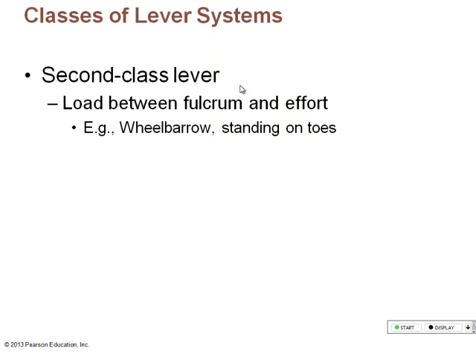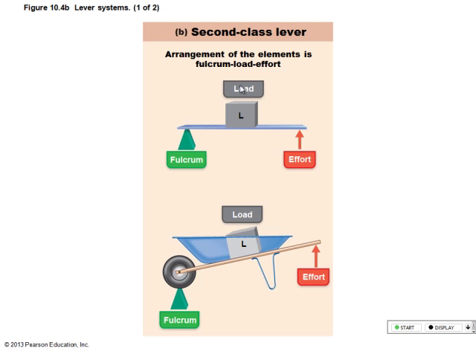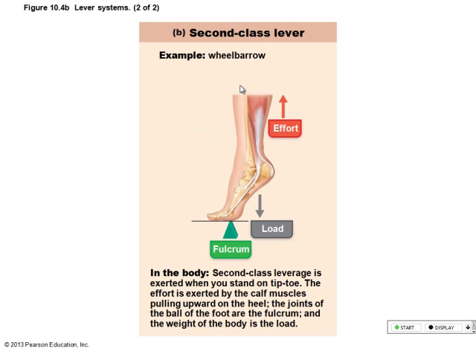Second class lever system. Load is between the fulcrum and the effort. That wheelbarrow we just talked about, that's an example of a second class lever system. So the fulcrum's on the end, the load is in the middle, and the effort is on the opposite end. Your example in the body.